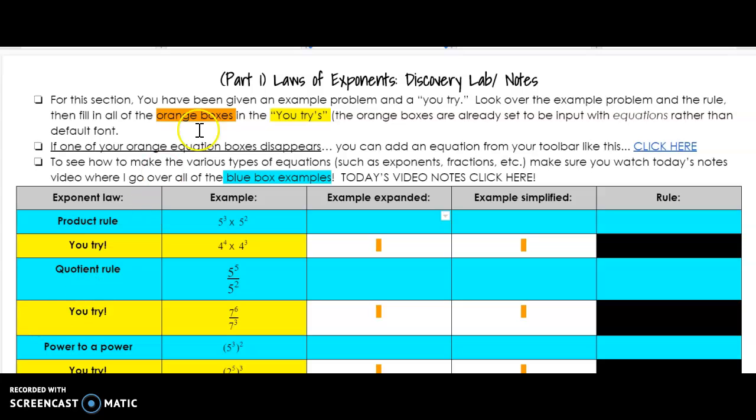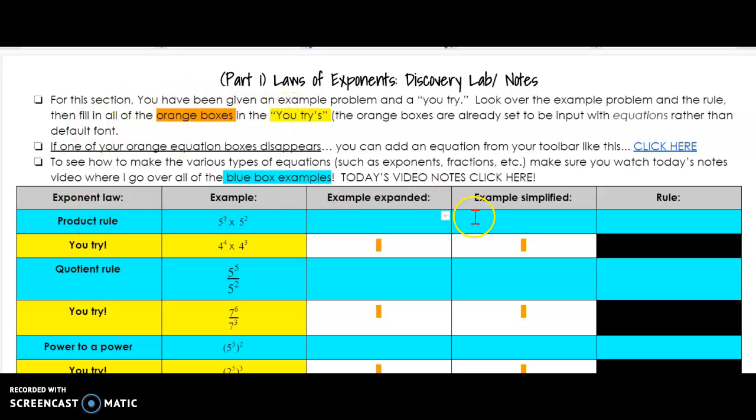Alright, hey guys, so I'm going to show you how to do the laws of exponents. So today we're just going to be looking at integers as our base, but as we move forward, eventually our standard is to do this with variables, but I wanted to start with integers just to go over the different rules. So for this section, you've been given an example problem.